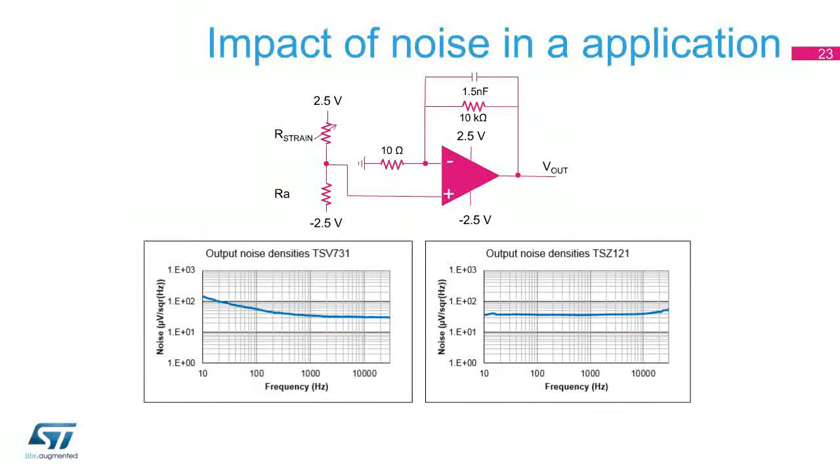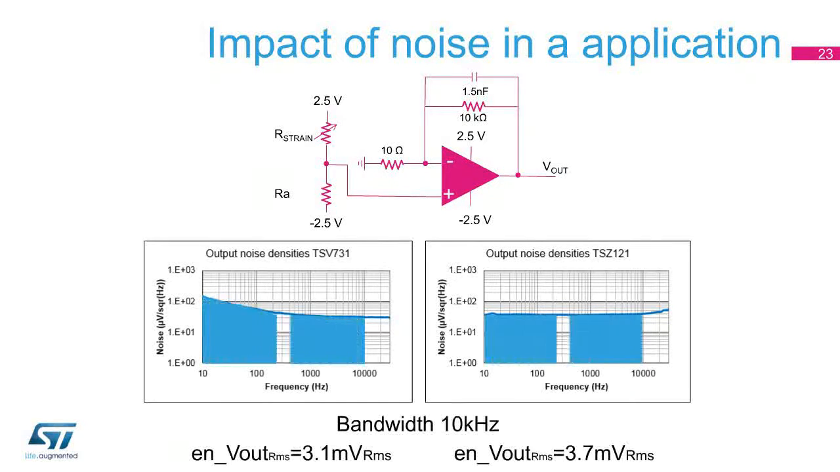Let's have a look at the impact of the noise with two different op amps. The TSV731, which is a high-accuracy amplifier, and the TSV121, which is a precision chopper amplifier. The calculation shows the noise impact on the output. For sure, the VIO and ΔVIO per delta T must be taken into account regarding the whole error. If the bandwidth of the application is quite large, there is no difference in terms of noise error between the two op amps as they have the same white noise, around 35 nanovolts per square root hertz.